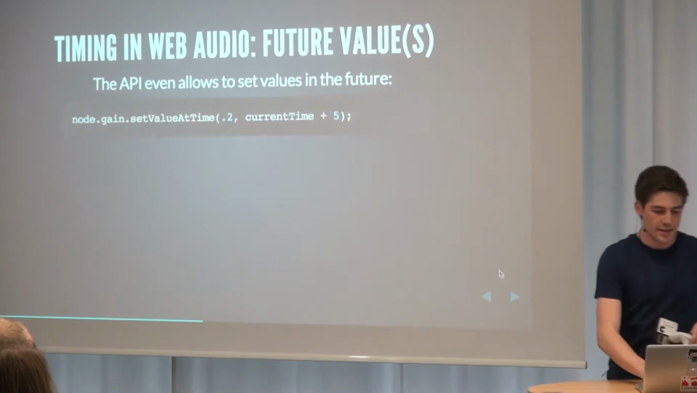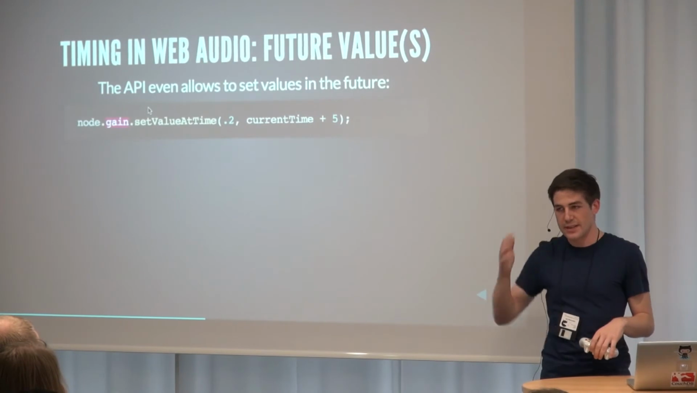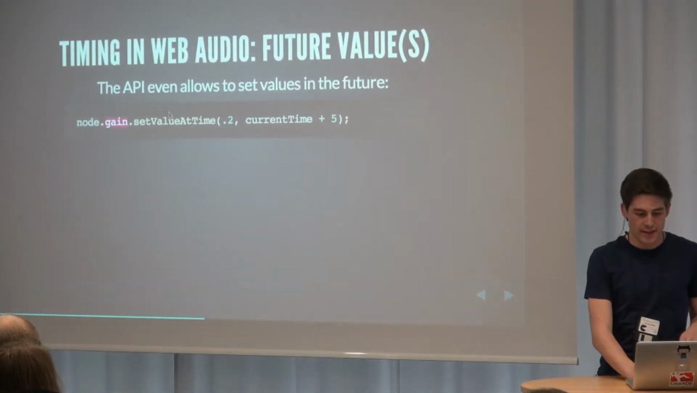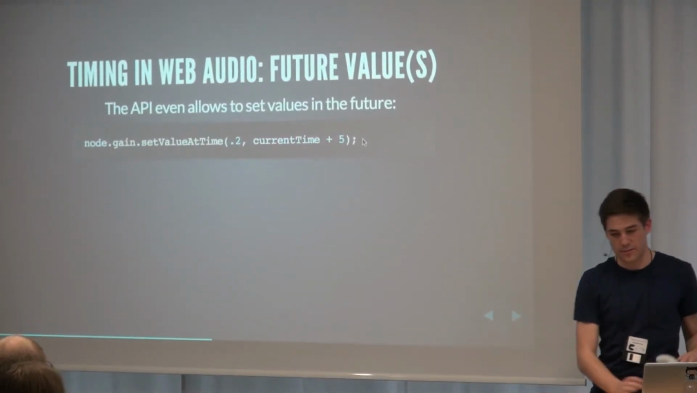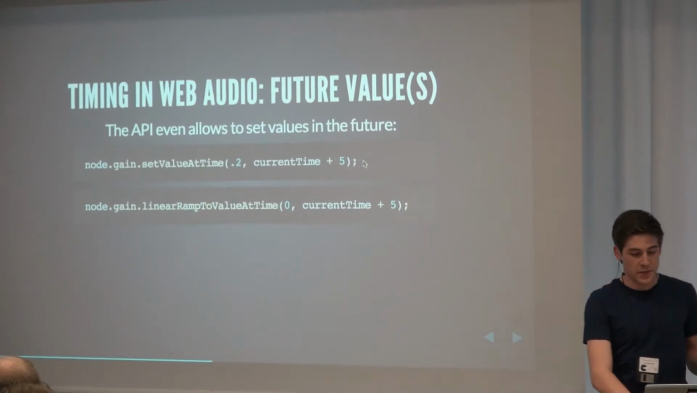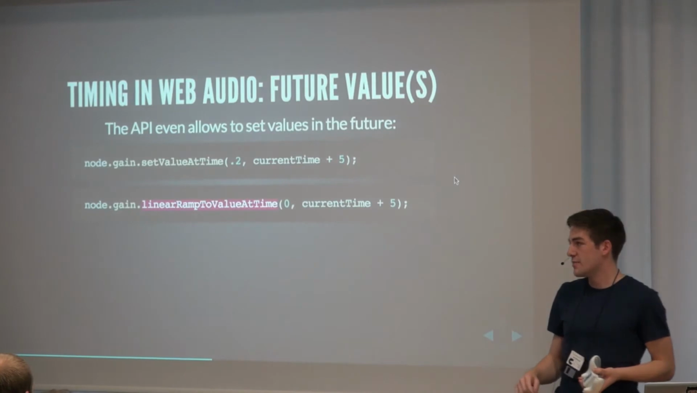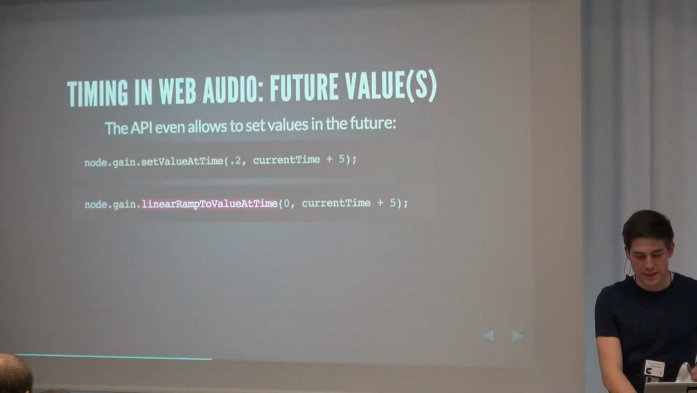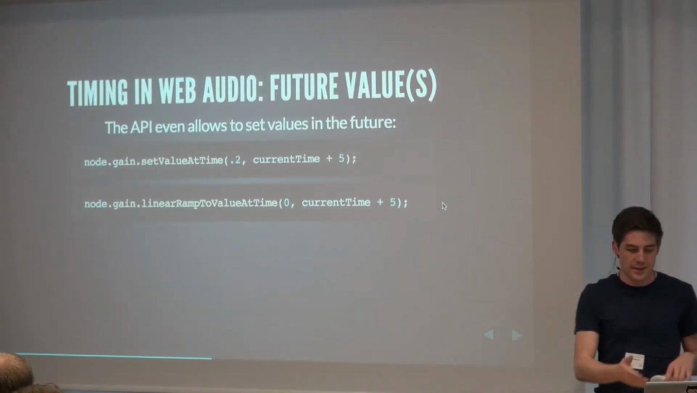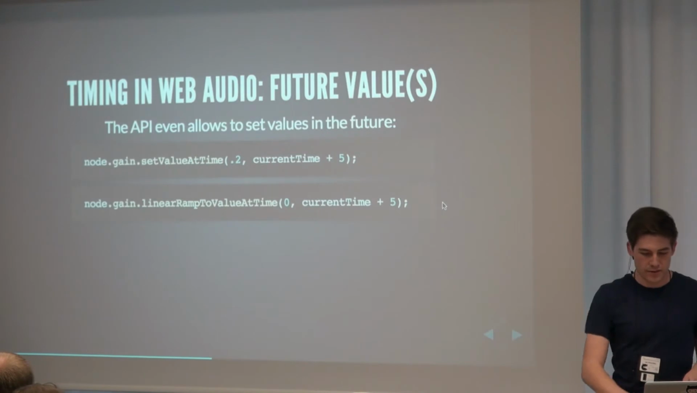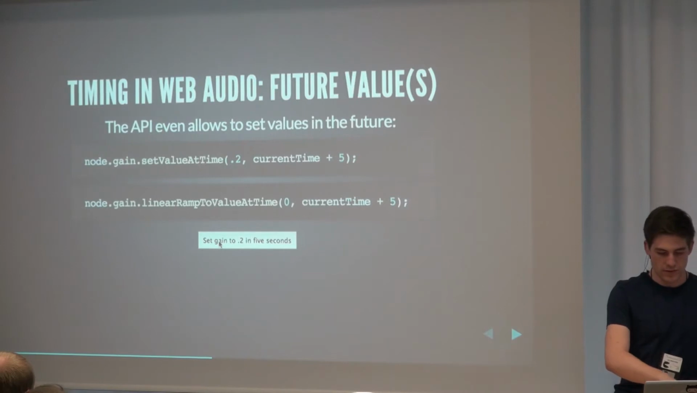So for example, if you have a node and we want to set the gain value of a node, gain is something like the volume, we can say set value at time, so we set it to .2 in 5 seconds, and we don't need set timeout. Again, we can also use linear ramp to value at time, my most favorite method name. Set it to 0 in 5 seconds, but it makes an interpolation in between, a very smooth one. This one is linear, but you also have biquad and everything. So let's try this out. So we will set the gain to a lower value in 5 seconds.